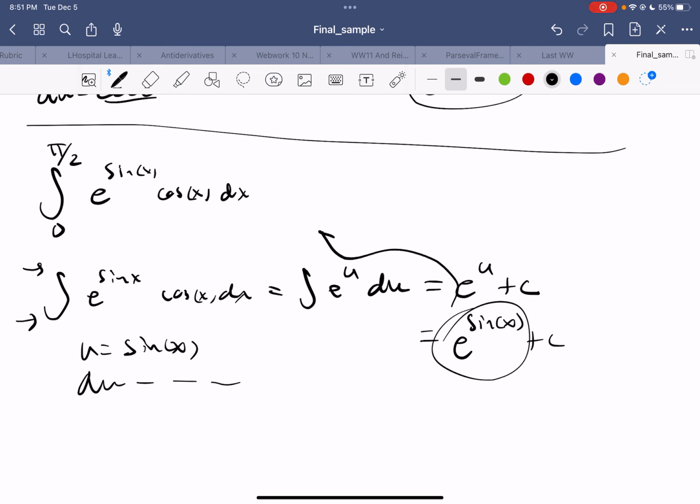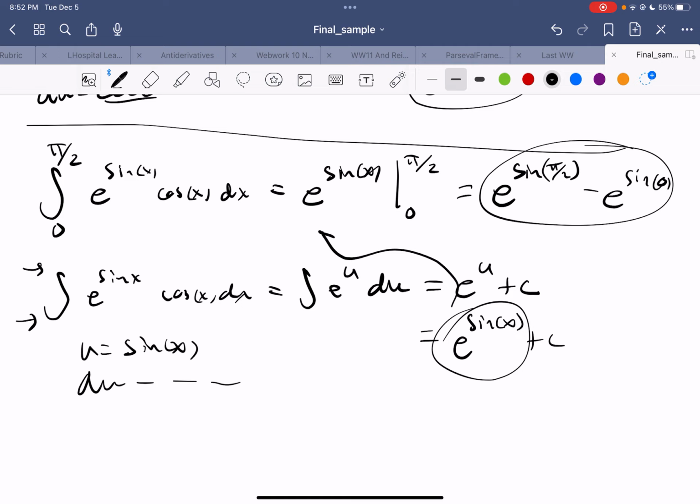And then I'd hop back up over here and I'd say, okay, this is e to the sine of x between 0 and pi over 2. And then you'd plug that in. You'd say this is e to the sine of pi over 2 minus e to the sine of 0. And you'd box that and be done.